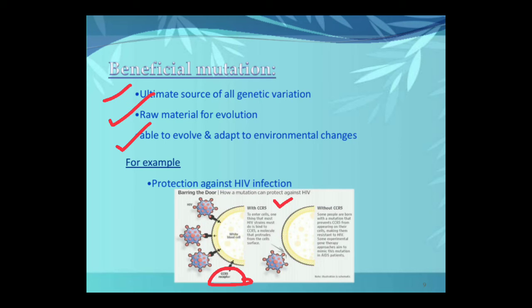If someone is born with a mutation in which the CCR5 receptor is not there, that person automatically has protection against HIV. How? Because the HIV strain cannot attach to the receptor, and if it is not attaching, it will not get inside the body. So it is called a beneficial mutation.